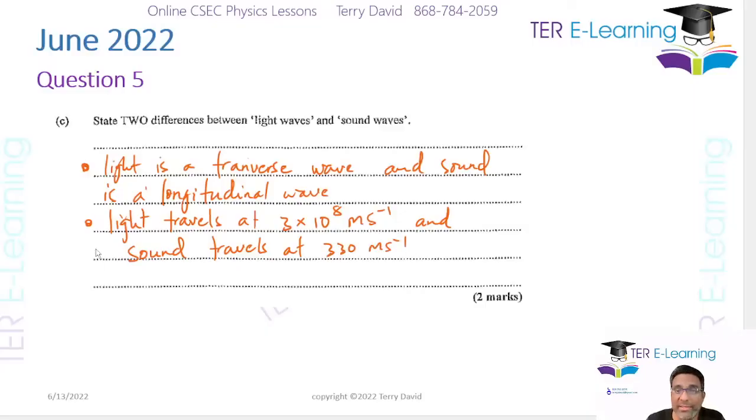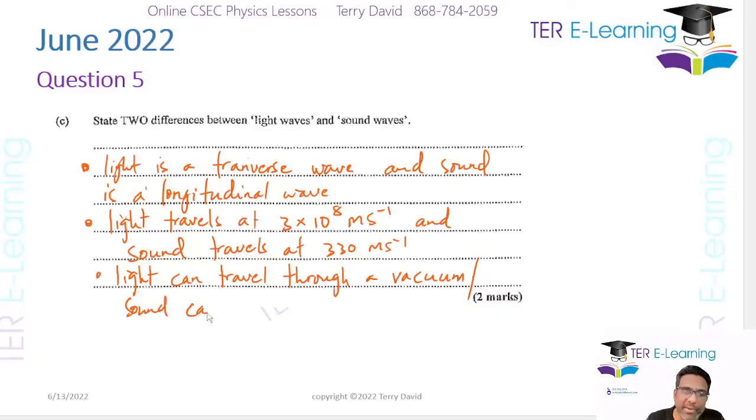Our next thing is that light can travel through a vacuum, whereas sound cannot. Remember that sound requires a material medium to travel. You can also say that light is an electromagnetic wave, sound is not. Any one of those things there.